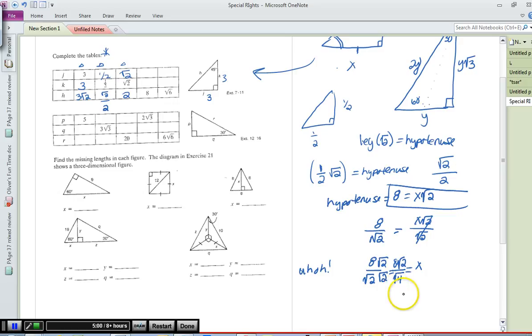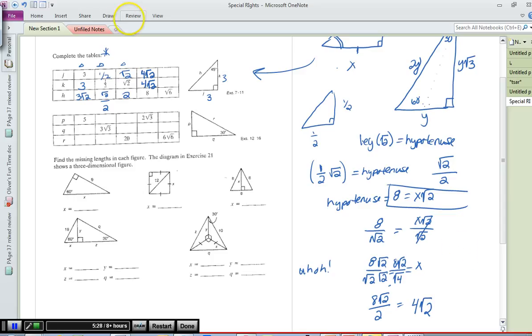All of these values are equivalent. 8 square root 2 over 2 equals 8 divided by 2, which is 4 square root 2. So my leg lengths here we find by dividing square root 2 out of the hypotenuse.